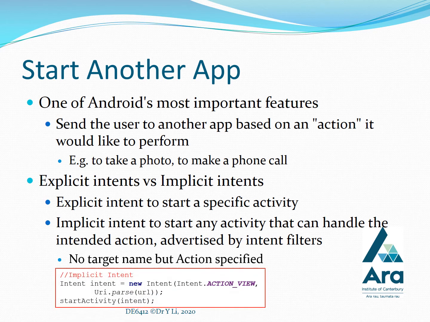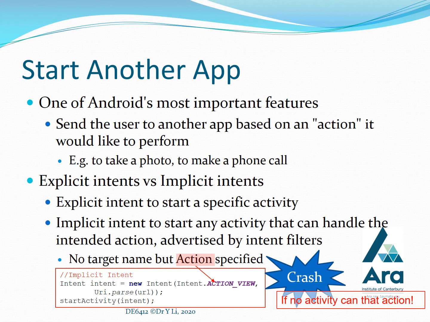For example, we create an implicit intent here. The intent doesn't have the target name, but it specifies the view action. Then we use this intent to start an activity. Some app in the device which can take this action would be started. However, the app would crash if there's no app in the device which can take the specific action.